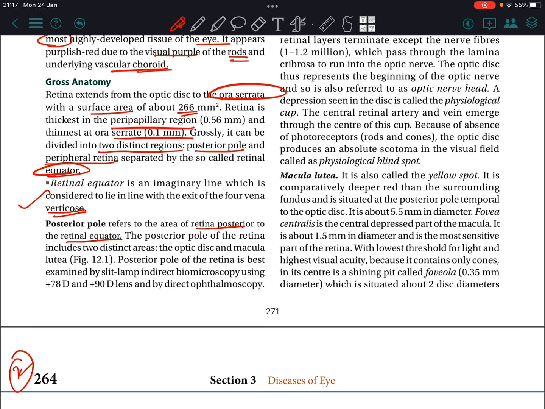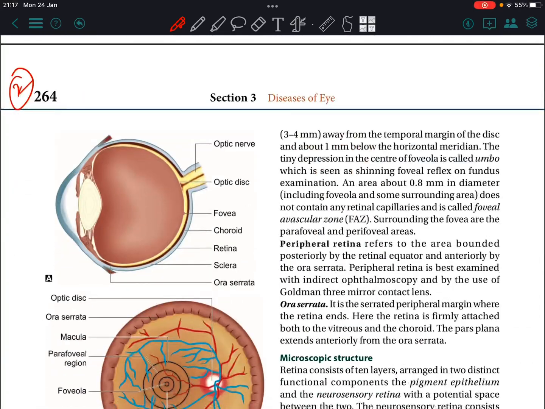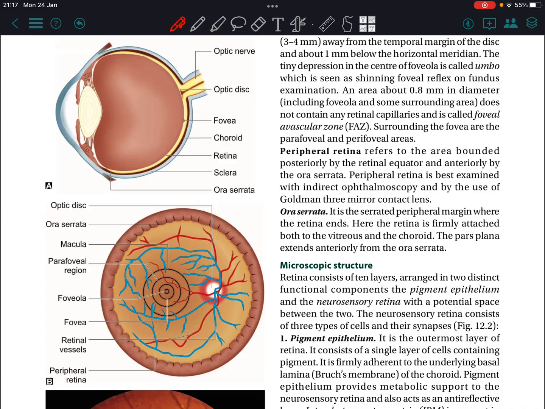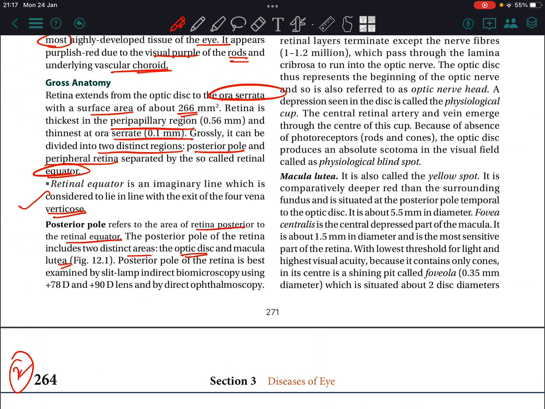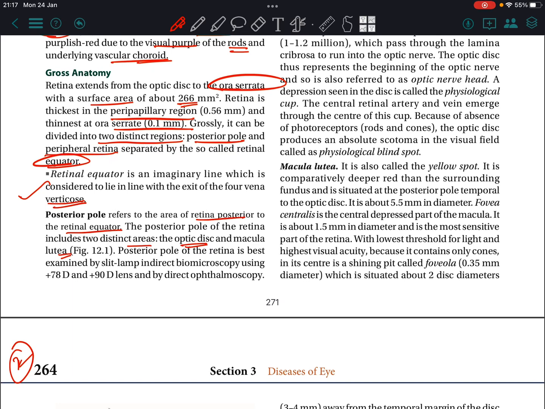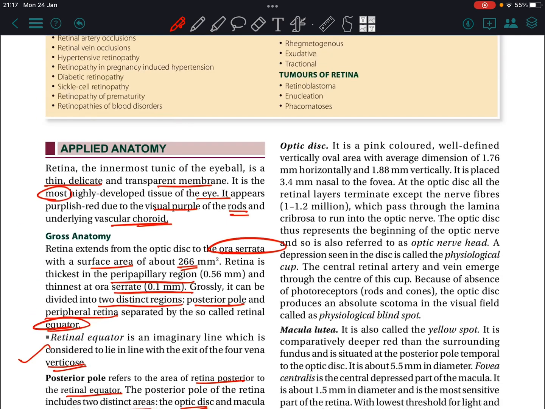Posterior pole refers to the area of retina posterior to the retinal equator. Posterior pole of retina includes two distinct areas: optic disc and macula lutea. Posterior pole of retina is best examined by slit lamp biomicroscopy using +78D or +90D lens, or by direct ophthalmoscopy.